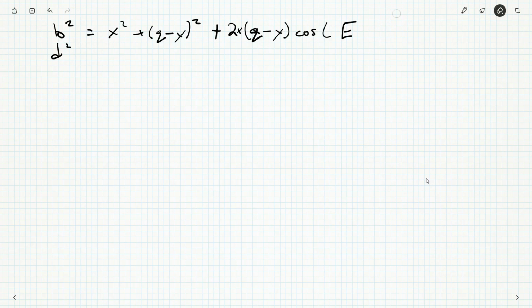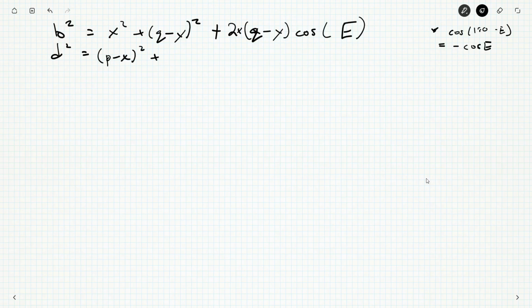And you'd probably need a separate line explaining that, or I'll just write it off to the side. Cos of 180 minus e is negative cos of e. But now I've got everything back in terms of the cos e's. And I think my goal here, if e is 90 degrees, we need to show cosine of e is 0. So now (p minus x) squared plus (q minus y) squared plus 2(p minus x)(q minus y) cos e.